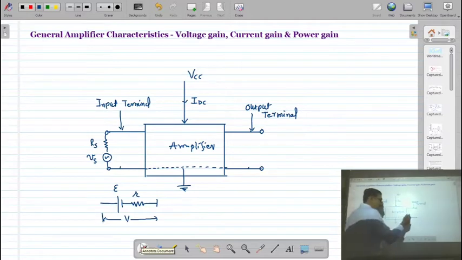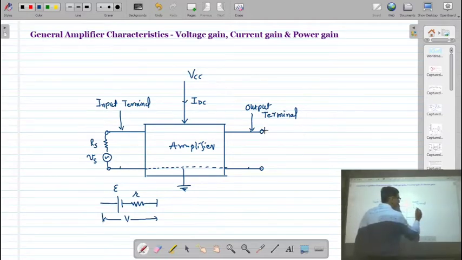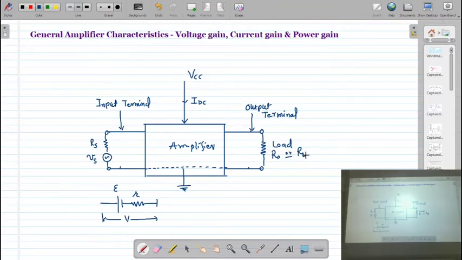Then in the output we are connecting a load. This load is represented as RO, or sometimes it is also represented as RL. So the symbol for the load resistance is either RO or RL.